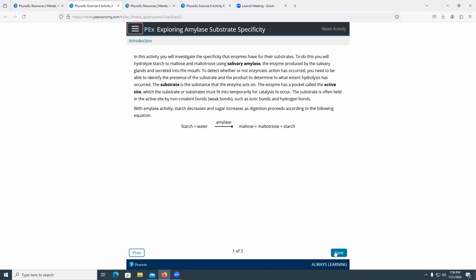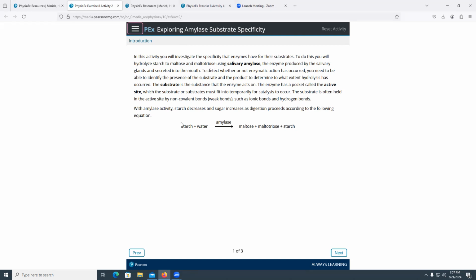So let's learn more. Okay, so in this activity, you will investigate the specificity that enzymes have for their substrates. And we're going to be hydrolyzing, or breaking down. Hydrolyzing is when we use water to lyse, to break down. So we're going to add H2O, OH on one side and H on the other side, to separate a bond between two connected units. So here we're going to be hydrolyzing starch, and we hydrolyze starch into maltose and maltotriose.